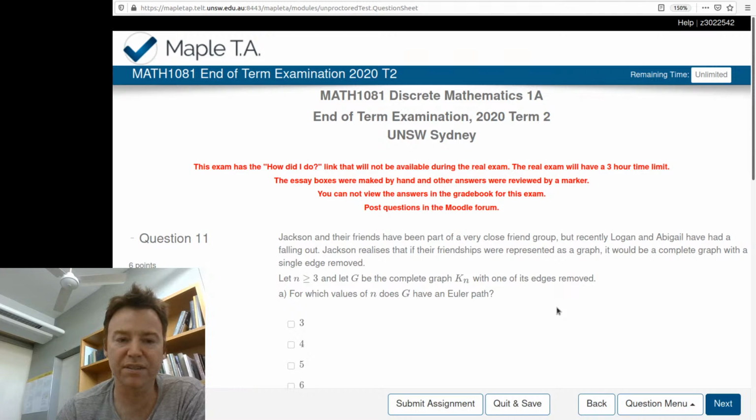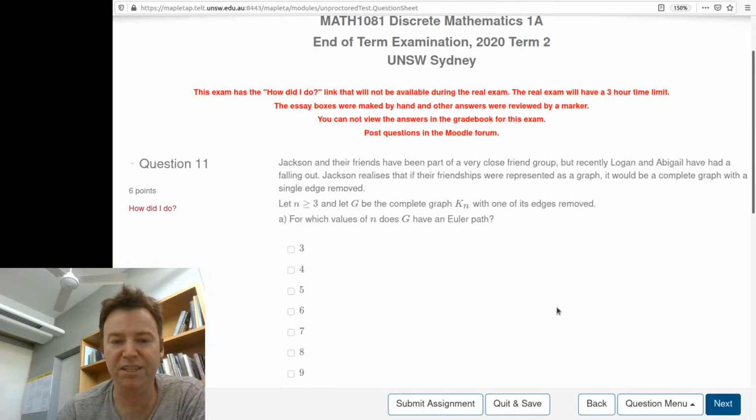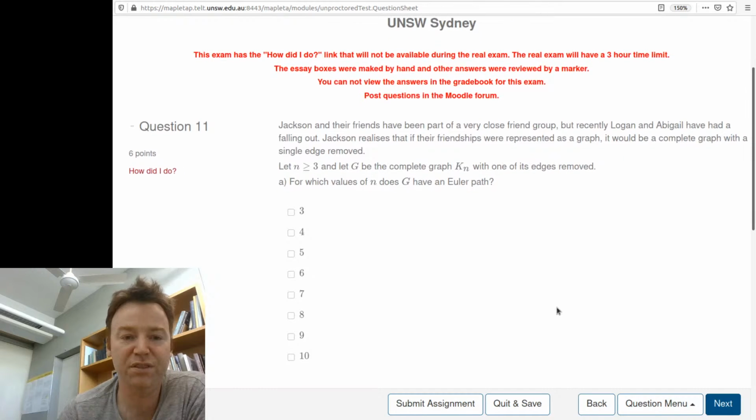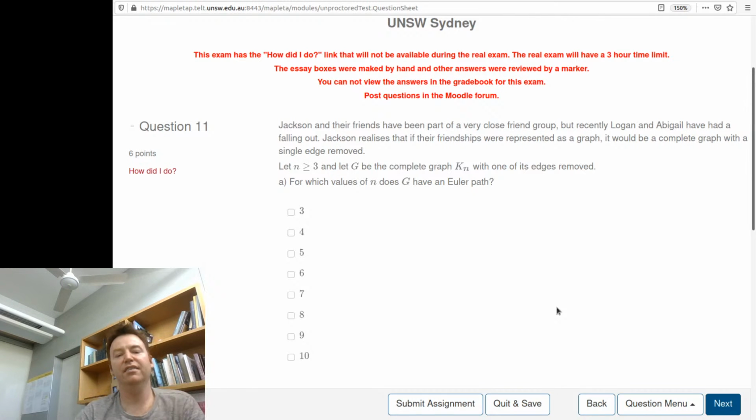Jackson and their friends have been part of a very close friend group, but recently some people have had a falling out. Jackson realizes that their friendships were represented as a graph. It would be a complete graph with a single edge removed. Let n be greater than or equal to 3, and let Gn be the complete graph with one of its edges removed. For which values of n does it have an Euler path?